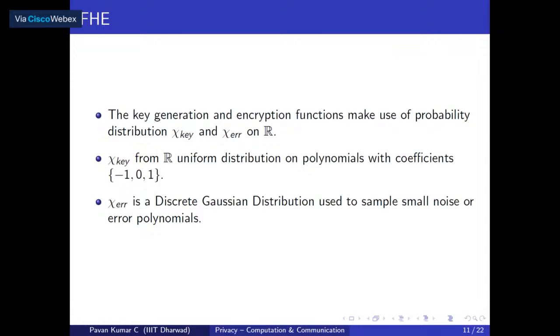Now, the key generation and encryption functions make use of the probability distributions chi key and chi error on the ring. And chi key from the ring is a uniform distribution.